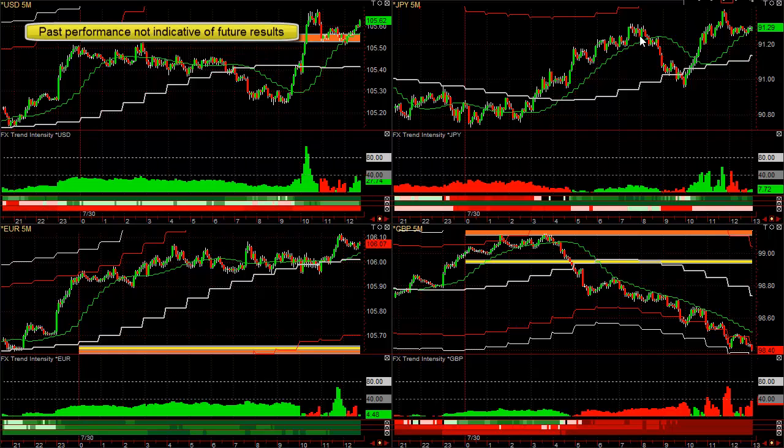Typically, strong moves retrace to the 50 to 62% fib level. This one retraced to the hourly moving average, which also happened to be the 50% Fibonacci retracement. Then it didn't bounce off that. So if you took a trade there, you might have had a loss or even break even.